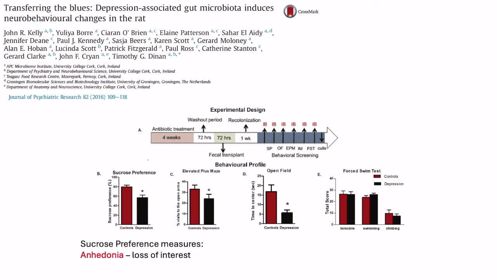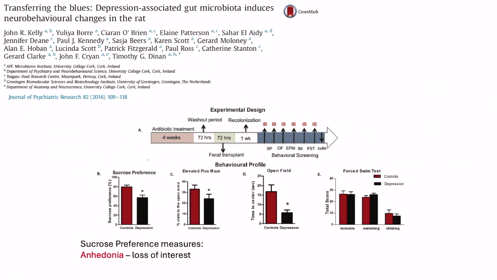So they did the elevated plus maze, which we talked about earlier, and you can see those receiving the depressed microbiota spent a significantly lower amount of time in the open arms. So they had that higher anxiety-like behavior. In the open field box, looking at how much time they spend in the center, those receiving the depressed feces spent significantly lower time in the center.